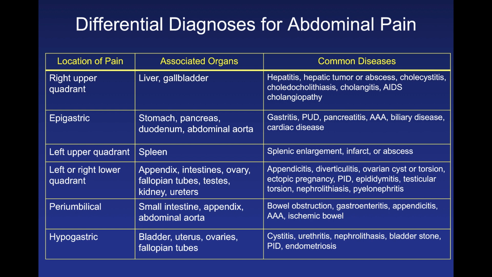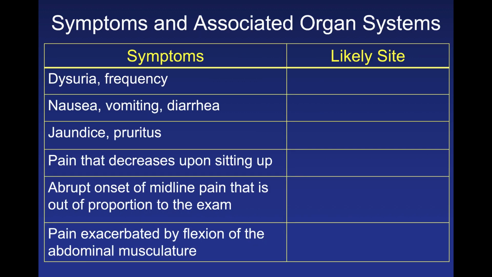And again, this is a very systematic way of thinking about the causes and the potential organs involved with abdominal pain. You also want to try to elicit certain symptoms that may help you increase the likelihood of certain conditions and organ involvement. So somebody has suprapubic pain or hypogastric pain with dysuria and frequency. Maybe they've got a kidney or a bladder infection.